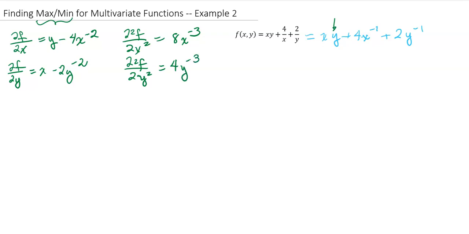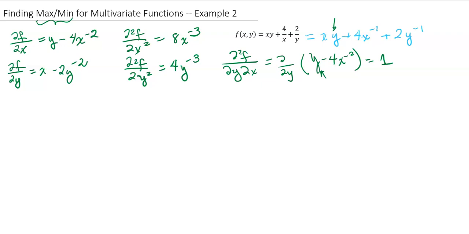The other second derivative I will need in order to find max and minimum will be the second partial of f, first with respect to x, then with respect to y. So this will be the partial with respect to y of y minus 4x to the minus 2. With respect to y, that'll be the derivative of the first term, which is 1. Now we're set to find our critical points.